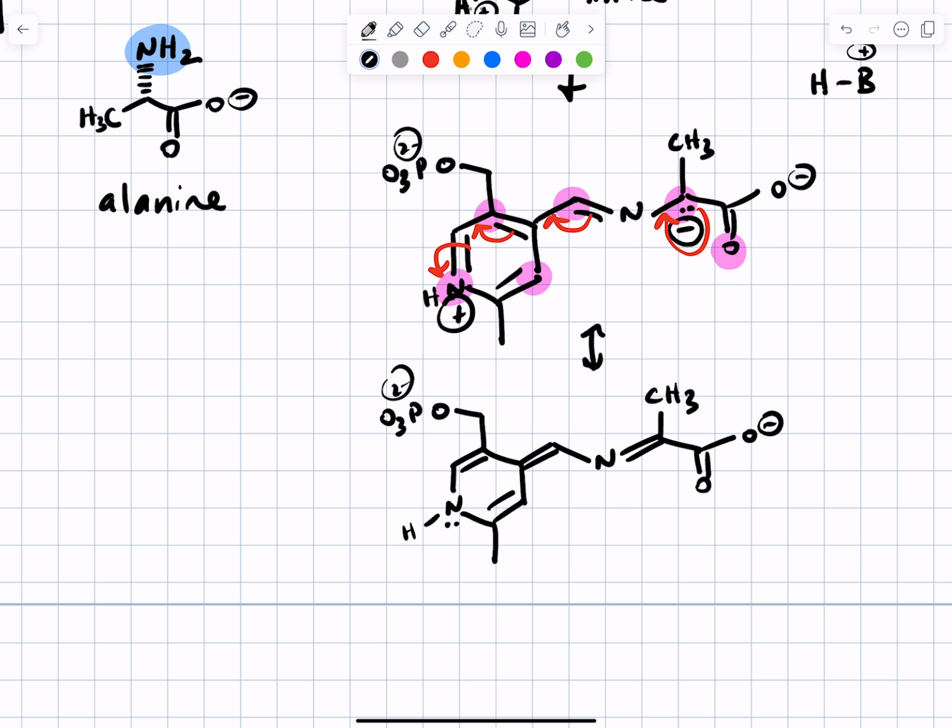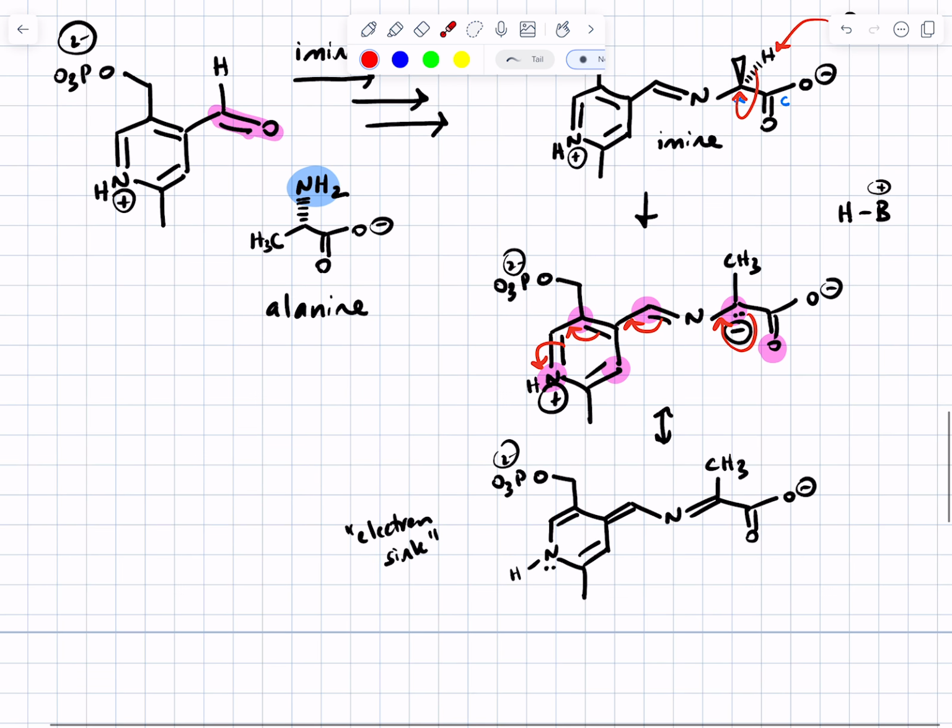Okay. Did I get anything wrong? I think we're good. Do you see anything? In some ways, PLP serves as what we might call an electron sink. It's a place for the negatively charged electrons on the alpha carbon to go. But importantly, look at what changed when we removed that proton.